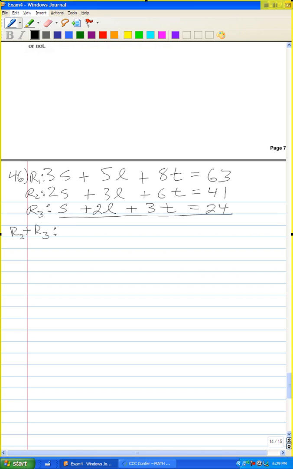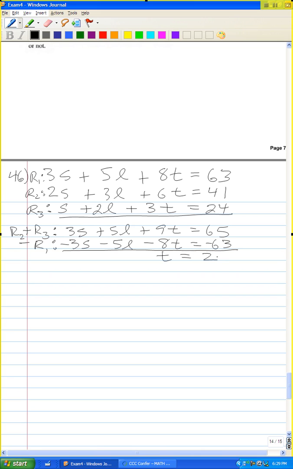2S plus S is 3S. 3L plus 2L is 5L. 6T plus 3T is 9T. 41 plus 24 is 65. Subtract from that R1. Minus 3S, minus 5L, minus 8T, minus 63. If I do that, I get T equals 2. So you can immediately just find that T is equal to 2.